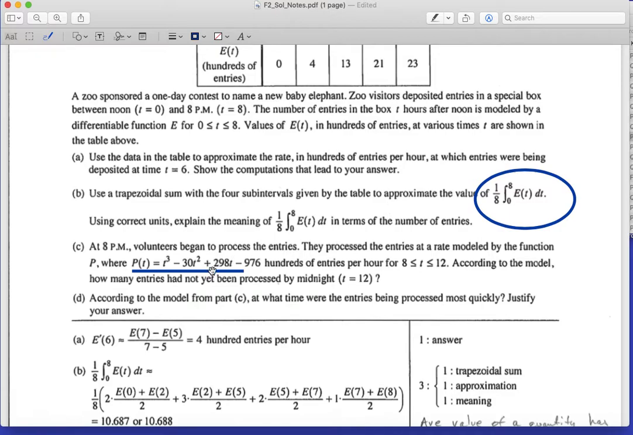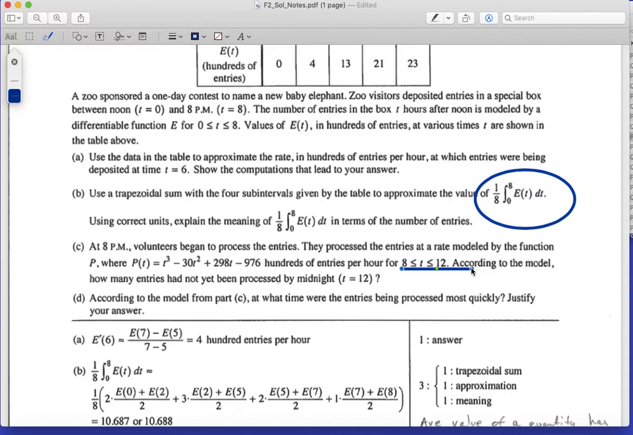So this function that they gave us, the function that describes the processing of the entries, they're sort of pulling them out of the box and counting them. That's not just the number of entries. That's the rate at which those entries are being processed for these 4 hours. Keep that in mind. According to the model, how many entries had not been processed by midnight?